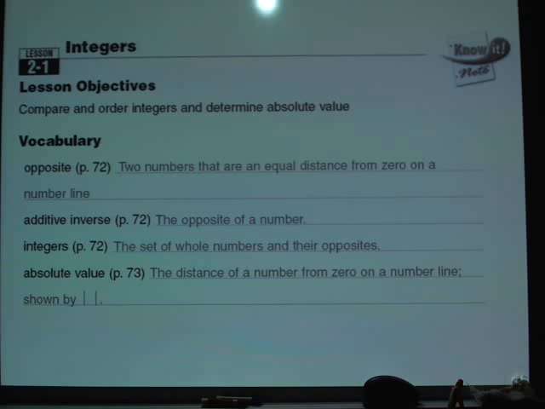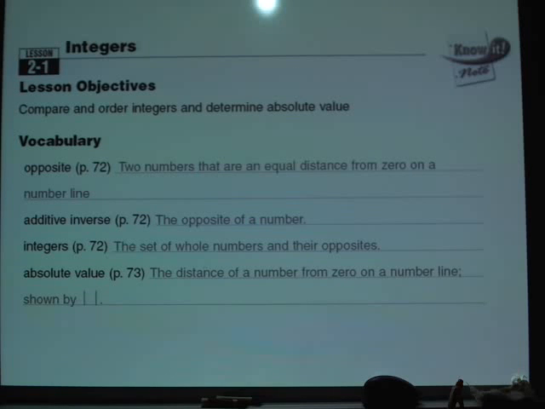This is a video presentation of Chapter 2, Section 1, Integers. So when we're talking about integers, we're talking about the numbers that appear on a number line. Some books define them as the counting numbers, their opposites, and zero. And that's really a very good definition of integers. It's one that I would find perfectly acceptable on a quiz or a test.